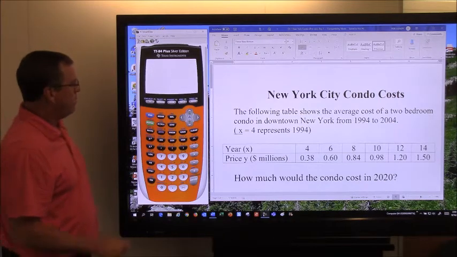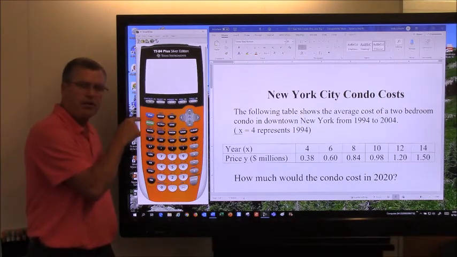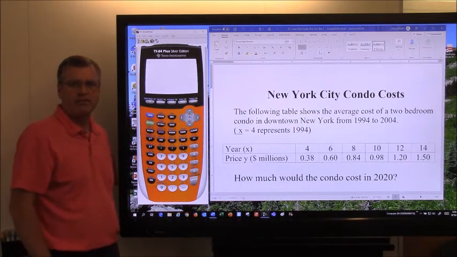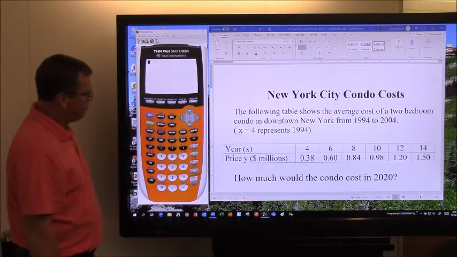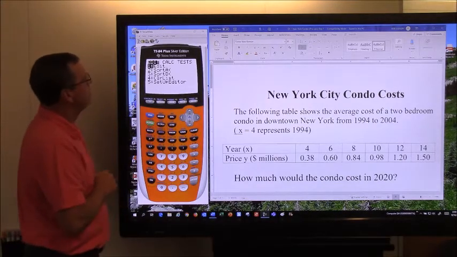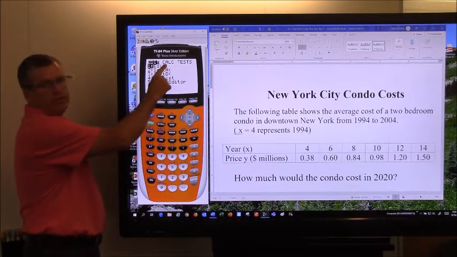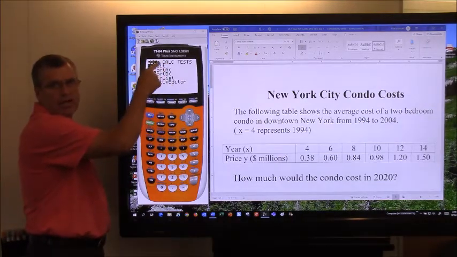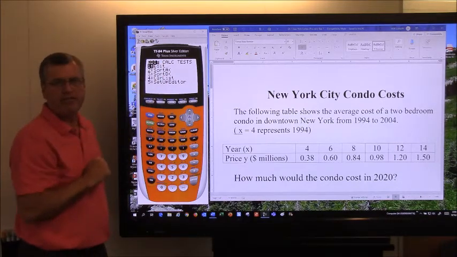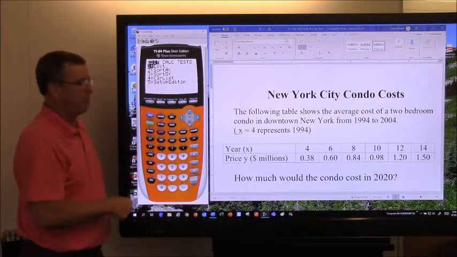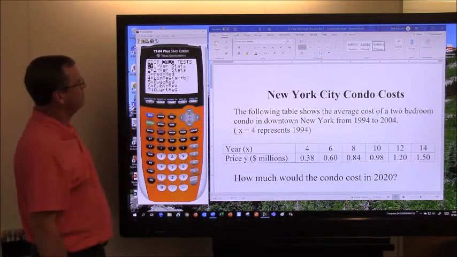All right, so what I want to do now is tell the calculator to find the equation of the line that best fits that data. The place where I'm going to do this is back at the stat button. This time I want the calculator to calculate something, so I want to go over to the calculate menu. That's not calc for calculus or calculator, it's calculate something. Do some work for me.